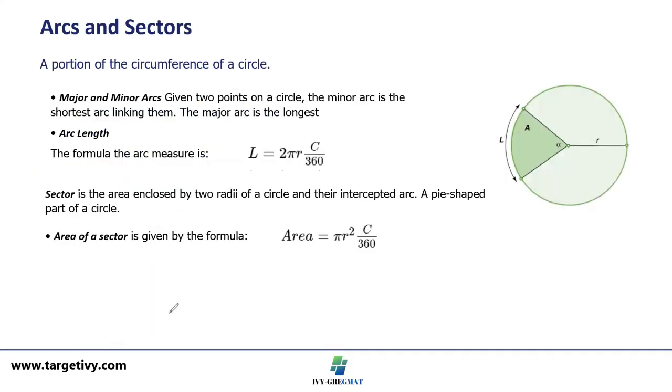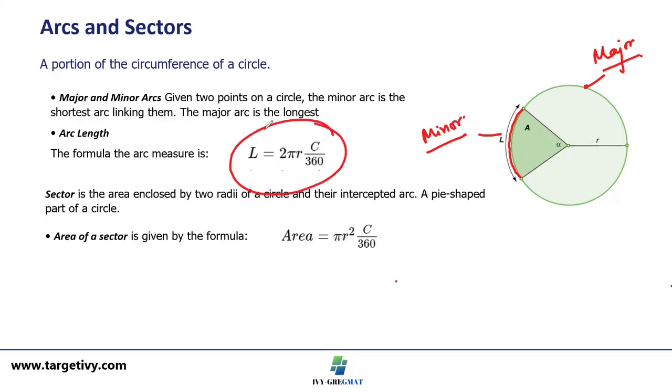Let's see arcs and sectors. Minor arc, major arc. So fairly simple. This is this length, this is the minor arc, and this is the major arc. The length of the arc L is equal to 2 pi r, which is the circumference, into C by 360, which is the central angle.